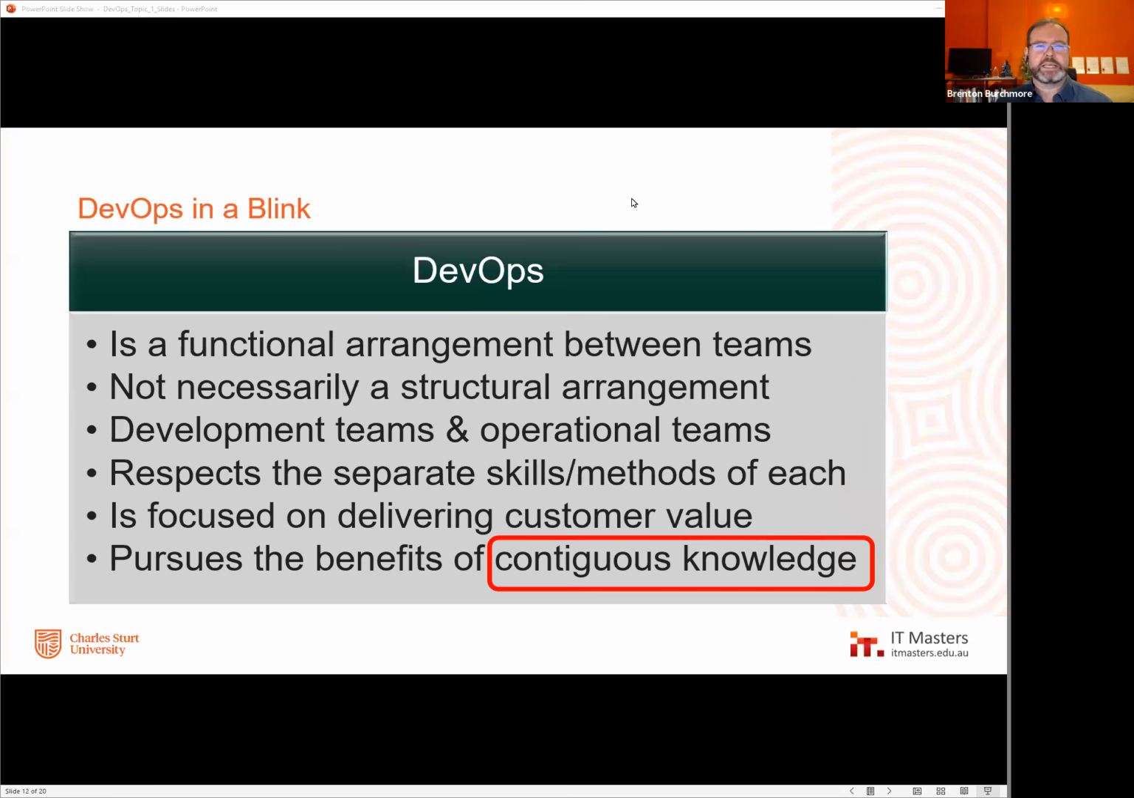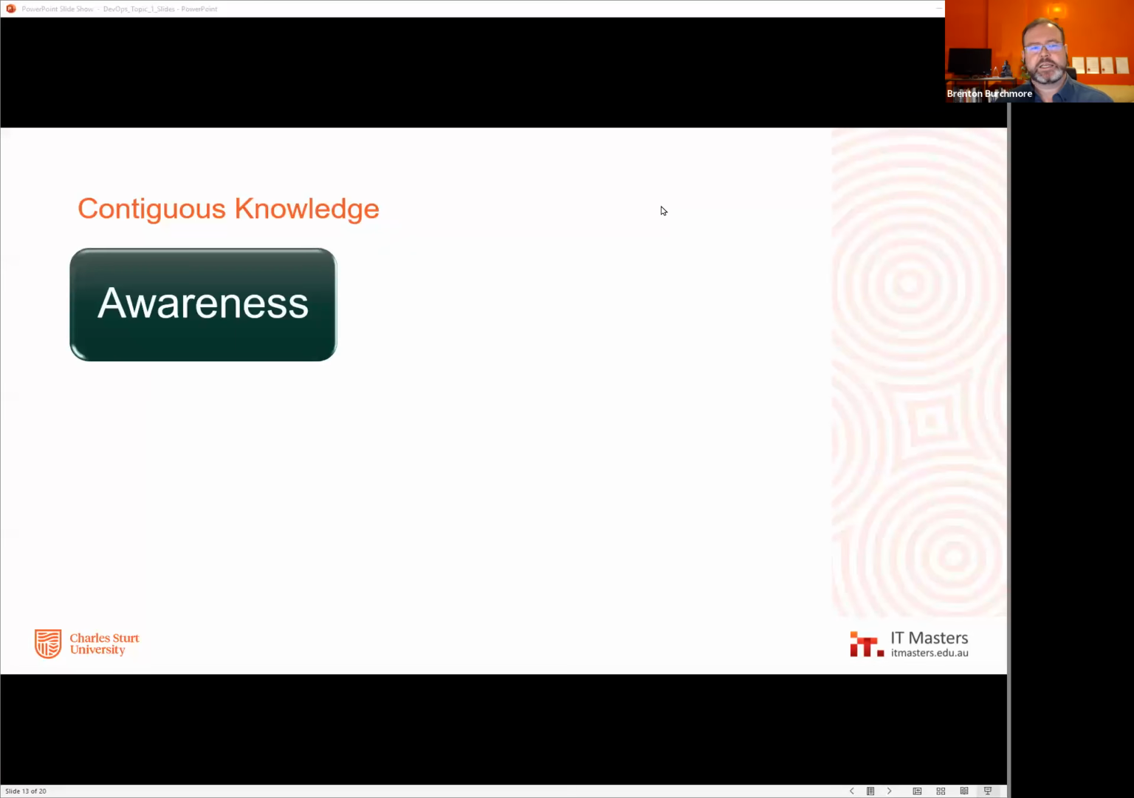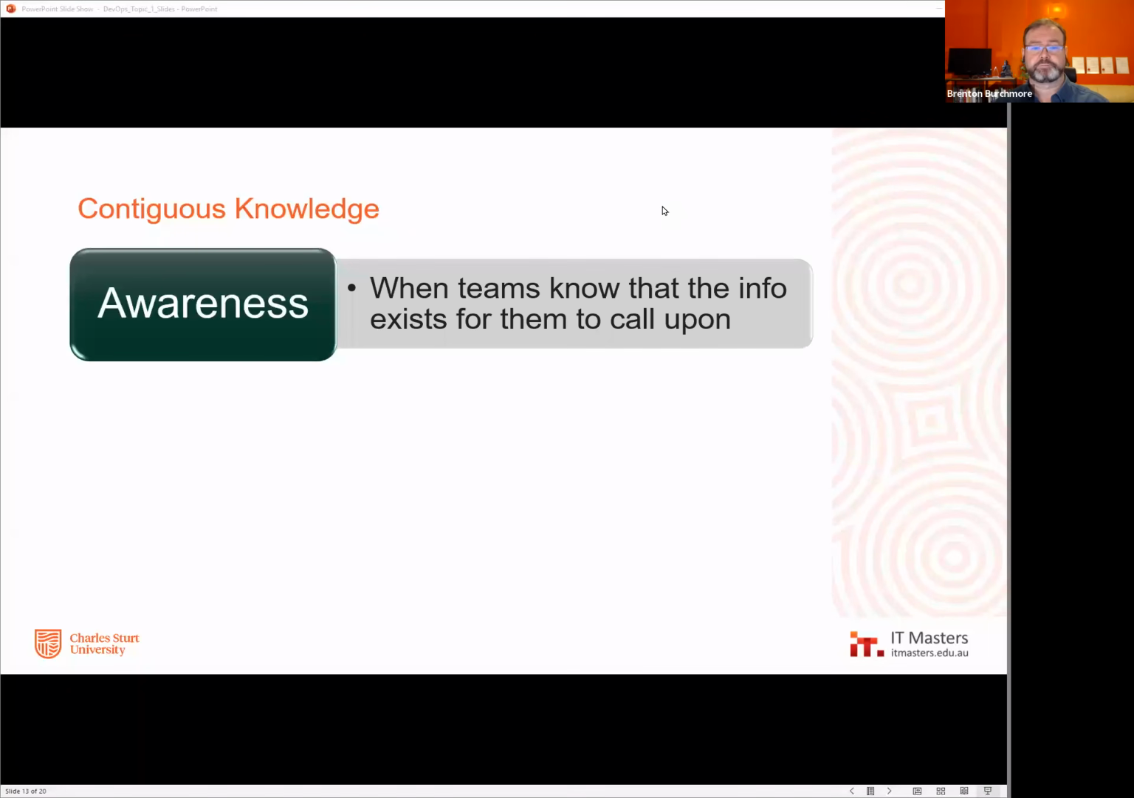So what is contiguous knowledge and what does it mean? It's a fundamental concept that is a distillation of many of the things that are going on in the DevOps environment. Contiguous knowledge is things that we know collectively in an IT environment. And I'm not specifically saying within Dev or within Ops, but broadly within IT. Actually, it applies to other departments as well. But there are three aspects to contiguous knowledge. It's being aware that the knowledge exists. This is criteria one.